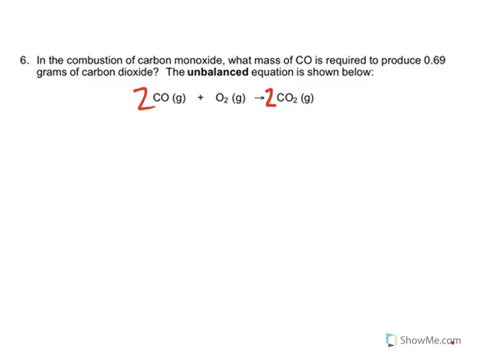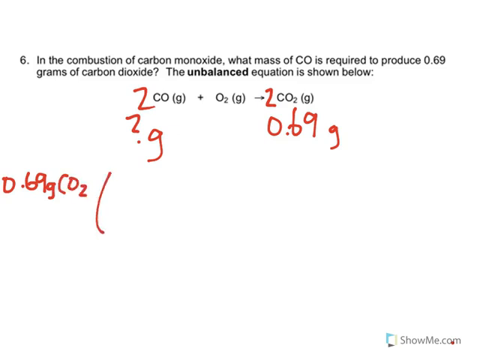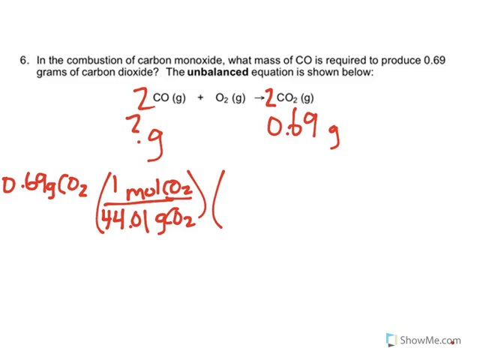In the combustion of this, what mass of CO, so grams of CO, is required to produce 0.69 grams of CO2? 0.69 grams of CO2. Don't want grams of CO2, so it's going to the bottom. I want moles of CO2 on top. 1 mole is the molar mass of this guy, which turns out to be 44.01 grams.